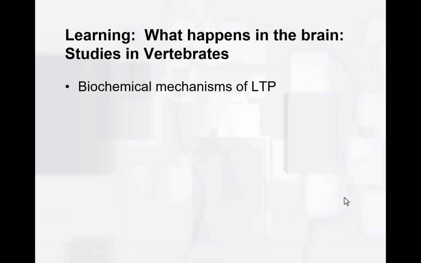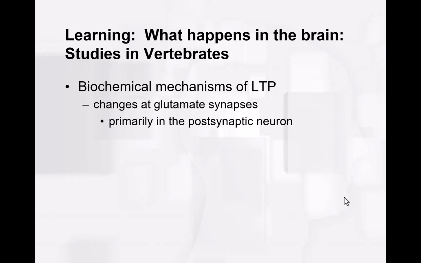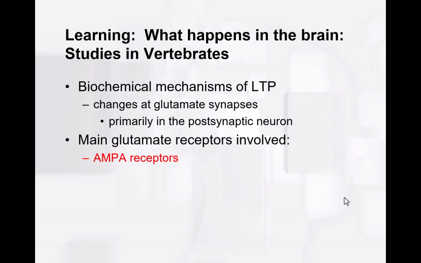We'll talk in more detail in a subsequent video, but the biochemical mechanisms of LTP, what's happening at the synapse level, is that there are changes at glutamate synapses, primarily in the postsynaptic neuron, but we do see some changes in the presynaptic neurons as well. So the main glutamate receptors involved are going to be your AMPA receptors and your NMDA receptors.